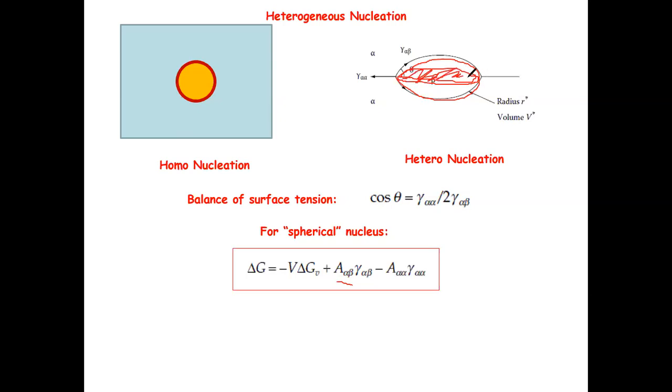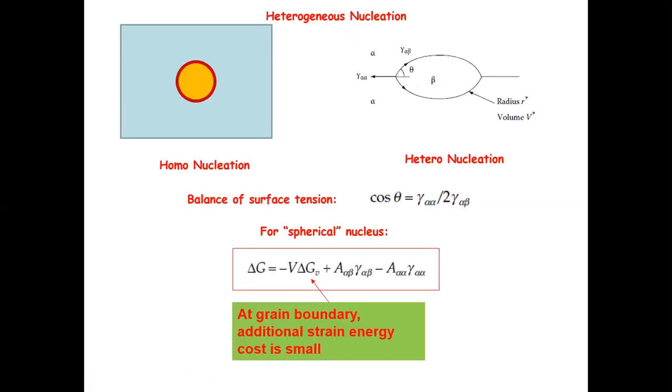But before you grow the beta phase here, it has this alpha-alpha grain boundary. So when you have this beta phase here, you basically eat up that part of the grain boundary, so it reduces the alpha-alpha interfacial energy. That's why I have a minus sign here. But the idea is very straightforward. We just list all the terms for the driving force and the barrier, and consider the possible changes due to the formation of the nucleus. As I said, the grain boundary additional strain energy cost is very small, so we simply ignore that.